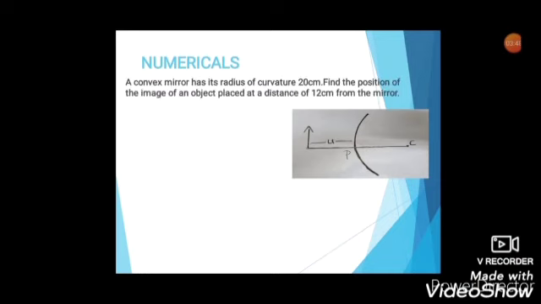A convex mirror has its radius of curvature 20 centimeter. Find the position of the image of an object placed at a distance of 12 centimeter from the mirror. Now, it's a convex mirror, so there's a picture. A convex mirror would look something like this, and the radius of curvature is given, which is 20 centimeter. We need to find the position of the image.